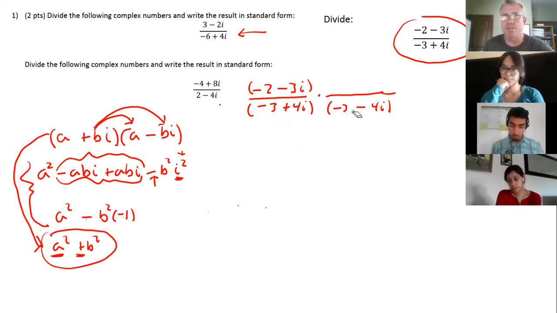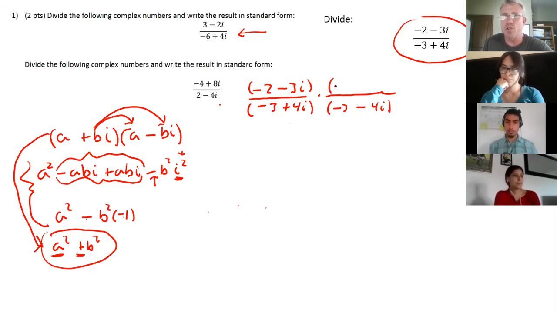And what this is going to do is change the denominator from a complex number into a real number that has 0 for the complex part. But I can't just arbitrarily multiply something by something without having it get changed.